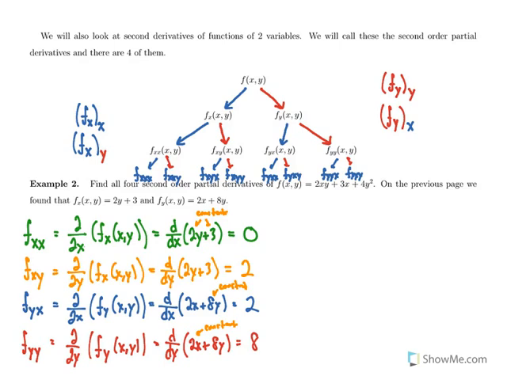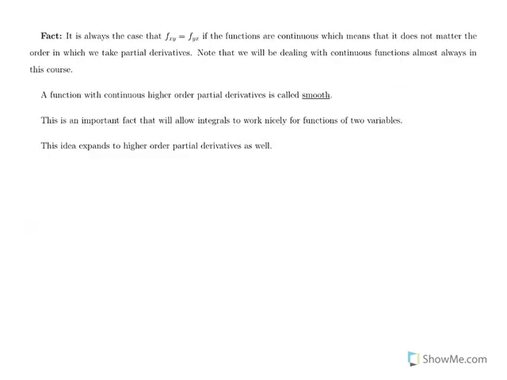So there are our 4 second order partial derivatives, and we're going to show on the next page that these two partial derivatives are actually the same. The f sub xy, f sub yx, we both got the same value, and that's not a coincidence. That's going to happen every time. So it is always the case that f sub xy equals f sub yx. These are our mixed partial derivatives. And that is the case if the functions are continuous.